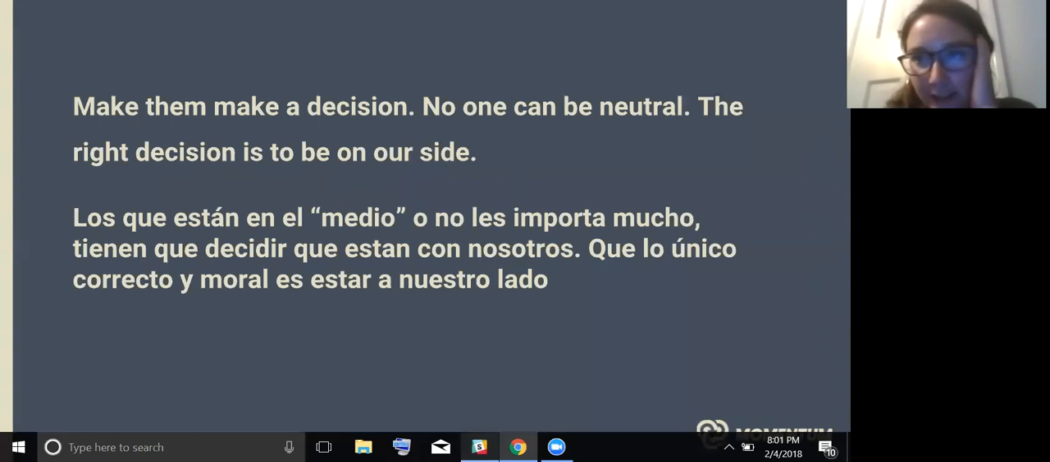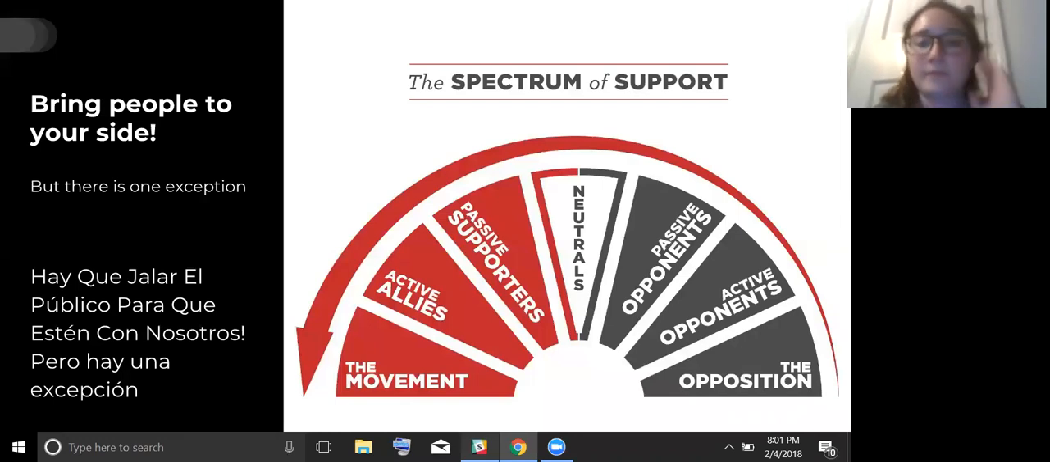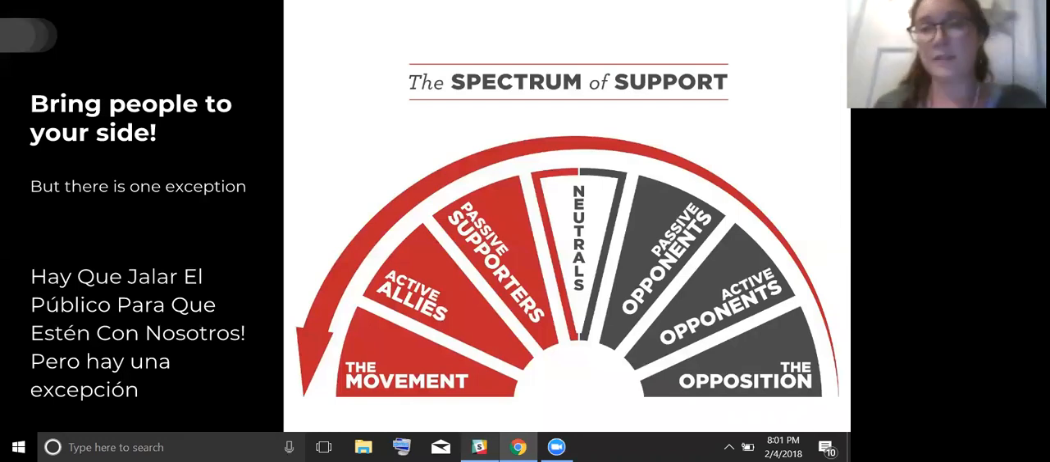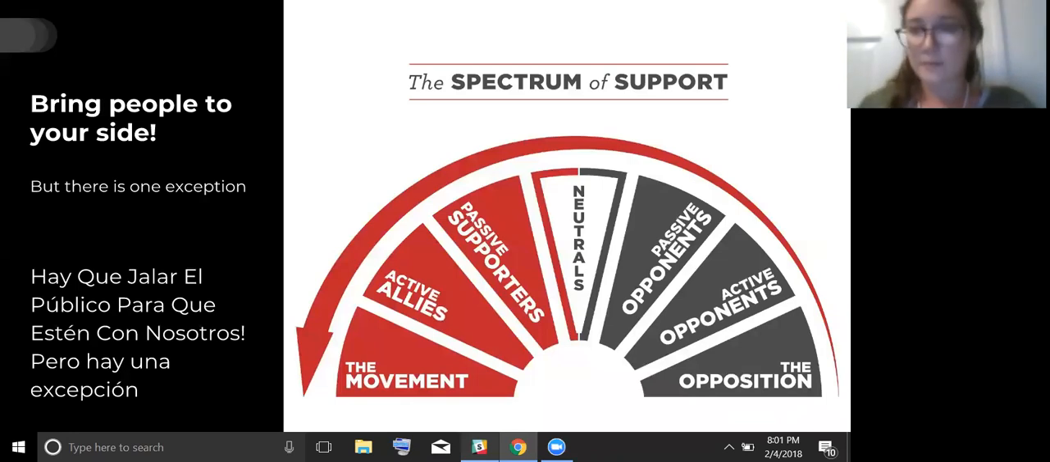So the point here is what movements have to do, like I said before, is making sure that nobody is neutral. You have to force people to make a decision and show that the right decision is to be on our side. And one of the ways that you do that, the examples from the civil rights movement, they got people to get out of the neutral zone by really showing the violence of segregationists and the violence of the police in the South, so that people were forced to pick a side, and it couldn't be something that they continue to ignore.